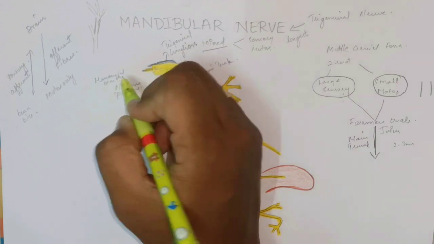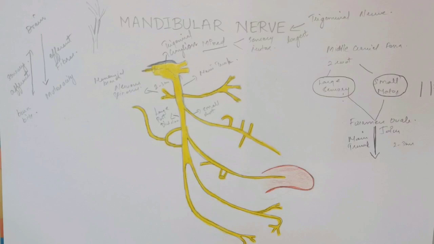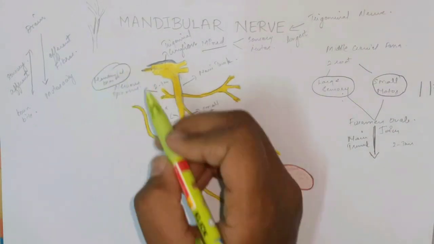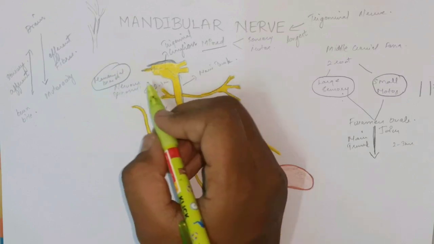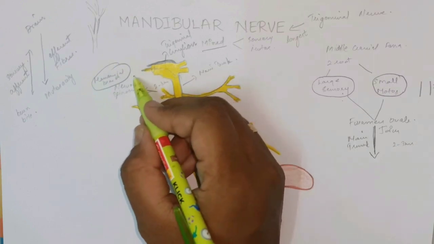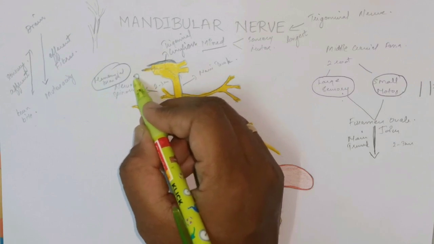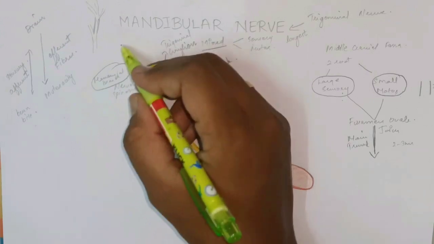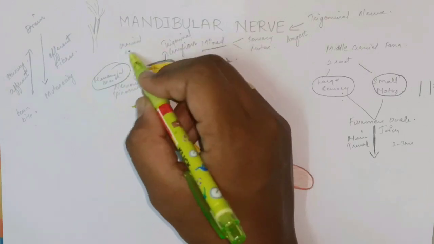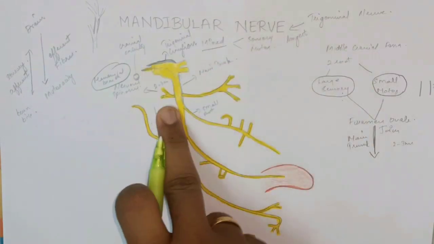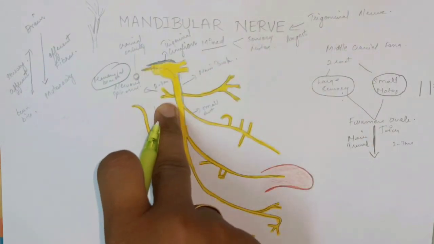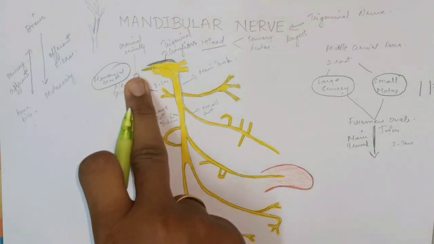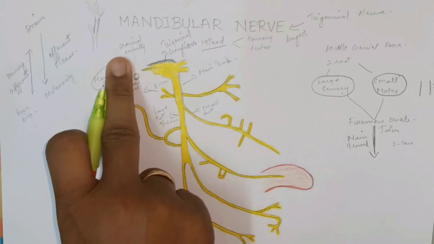Why is it named so? Because this meningeal branch will enter into the foramen spinosum, and it will again enter back into the cranial fossa. This is your foramen spinosum, which is near the foramen ovale. It will enter through the foramen spinosum and reach the cranial cavity again.